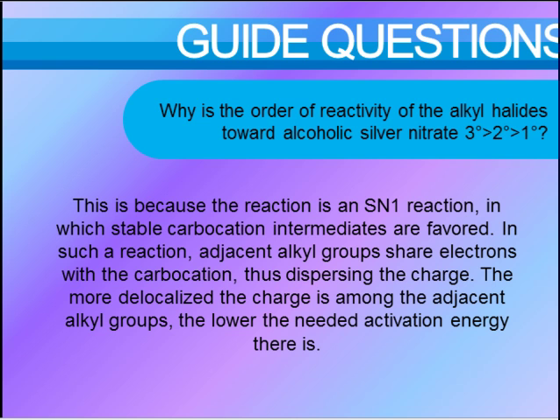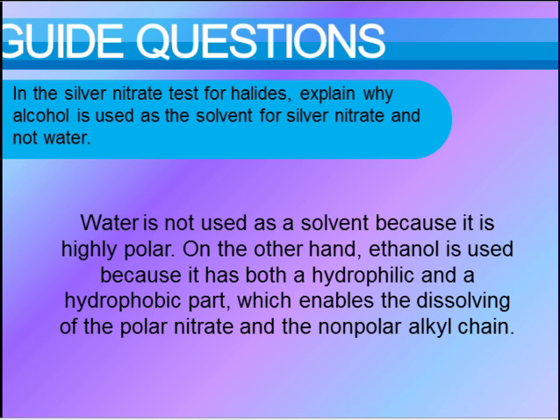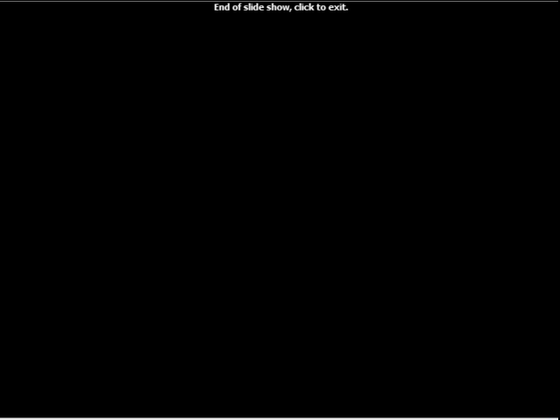And finally, the last question. In the silver nitrate test for halides, explain why alcohol is used as the solvent for silver nitrate and not water. Water is not the ideal solvent because it is too polar. Ethanol, on the other hand, is less polar and has both a hydrophilic and a hydrophobic part. This makes it ideal for dissolving the silver nitrate where a polar nitrate and a non-polar alkyl chain is present.